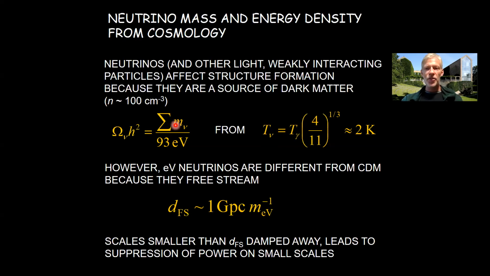And that's because neutrinos decouple while they're still very relativistic. They move at the speed of light until very late in the evolution of the universe. And that means that neutrinos have this tremendous free streaming length, which is of order a gigaparsec for a 1 electron volt neutrino mass in comoving units. And that essentially means that you suppress structure formation on all scales up to this free streaming scale.